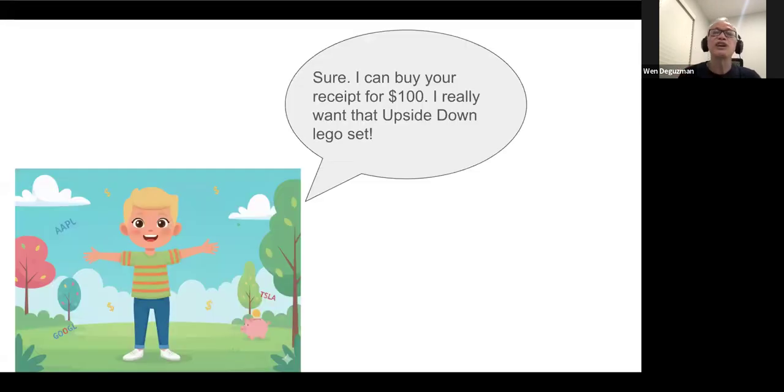And Michael said, "Sure, I can buy your receipt for $100 because I really, really want that complete Lego set of the Upside Down." And apparently, in this story, there's a shortage of the complete Lego set. Very few are left, like they ran out of production because it became so popular, right?